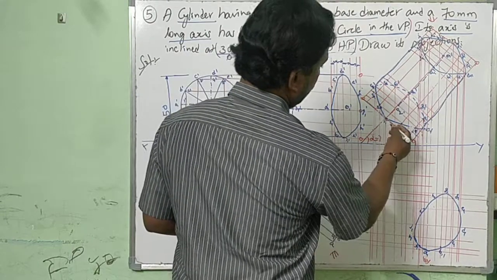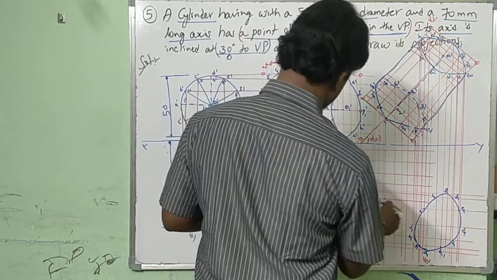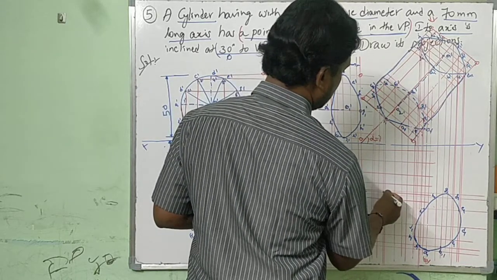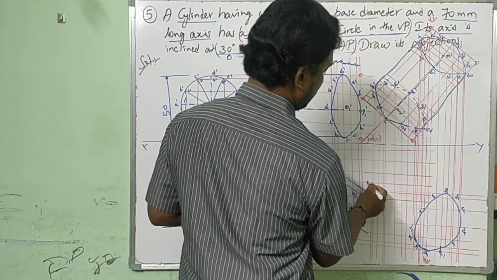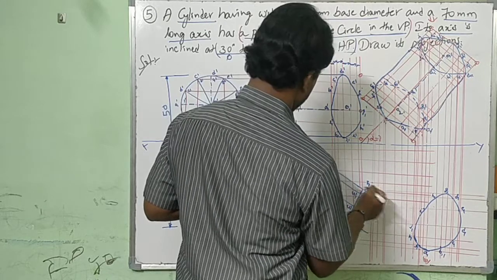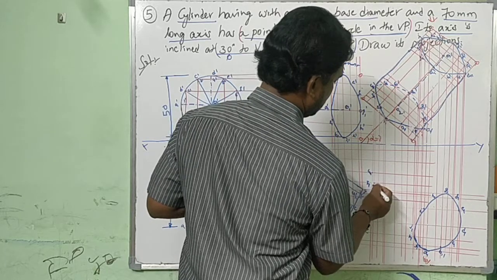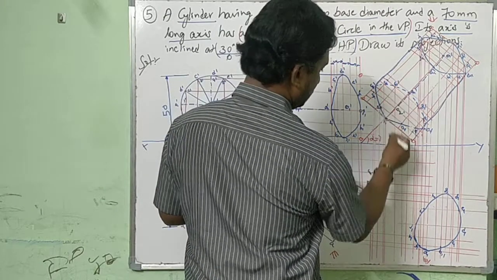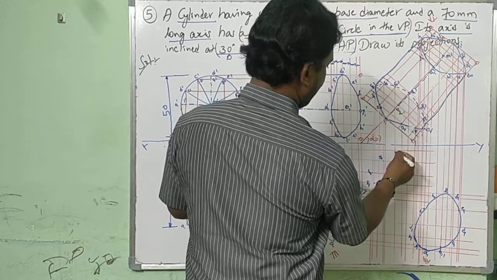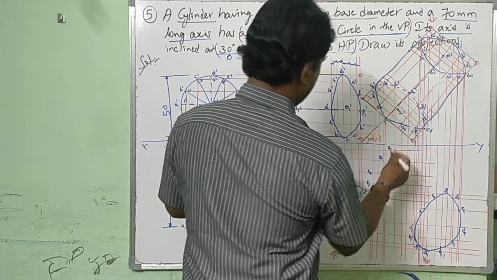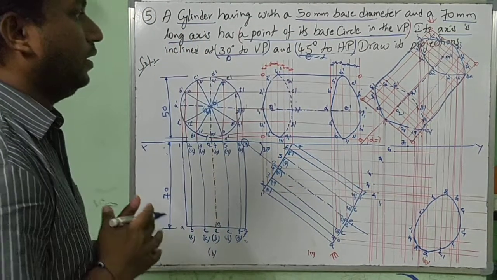Let me do 1, 1, 1, 2, 1, 3, 1, 4, 1, 5, 1, 6, 7. 7 is on XY. 7, 1.